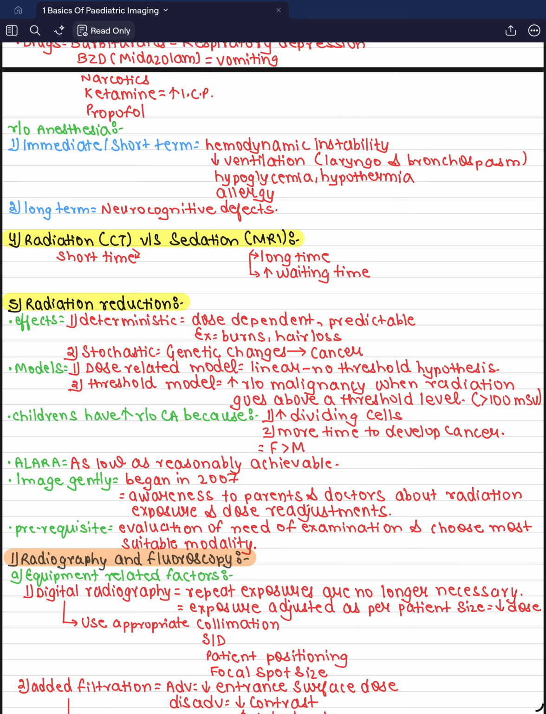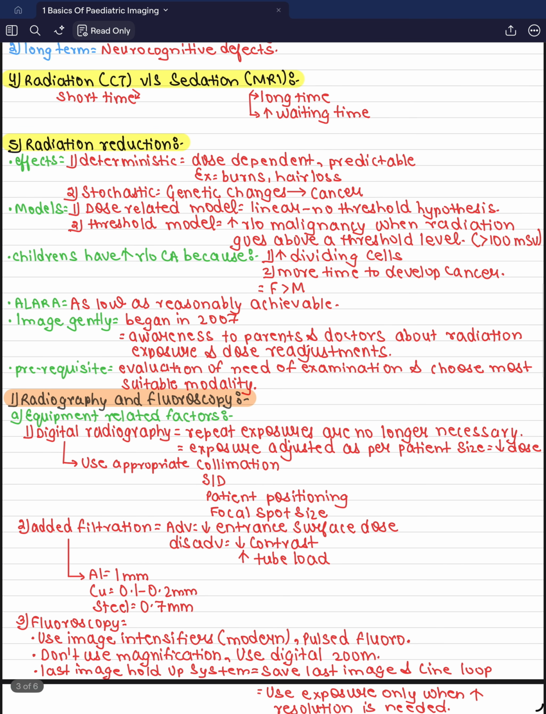Now this is the most important question, radiation reduction. How will you reduce radiation in a pediatric patient? So we know the effects of radiation. These are of two types, deterministic and stochastic. Deterministic effect means that these are dose dependent. As you increase the dose, these effects will increase. So they are predictable. For example, burns, for example, hair loss.